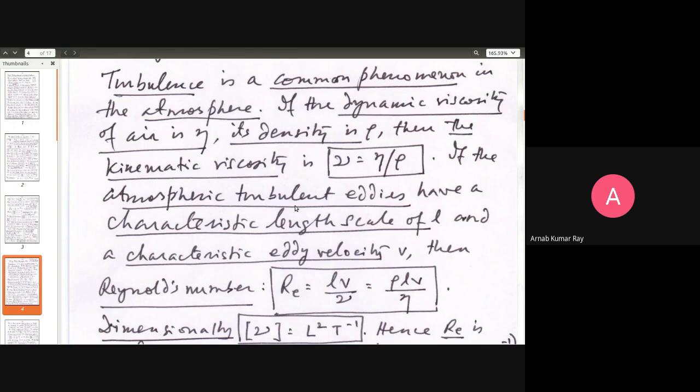For instance, if you are sitting in your room and you've opened the window, a nice breeze is coming in. So that is just the motion of air. Breeze is not exactly turbulence. Turbulence is like an eddy. I'll just give you a simple example of what a turbulent eddy can be like.